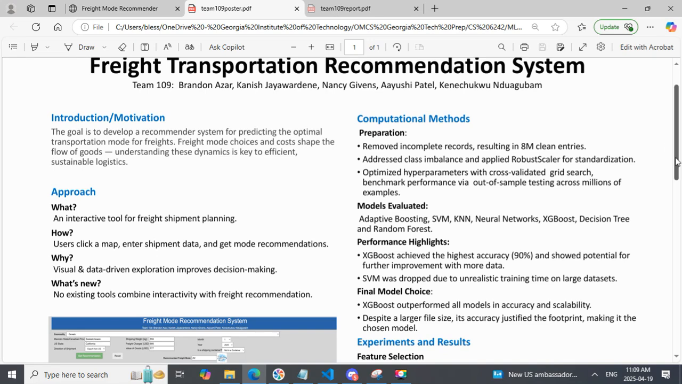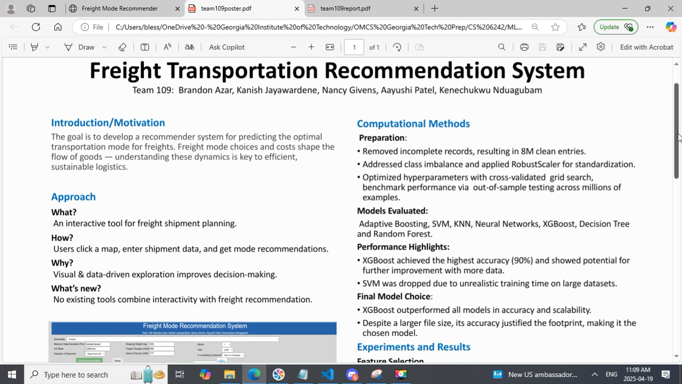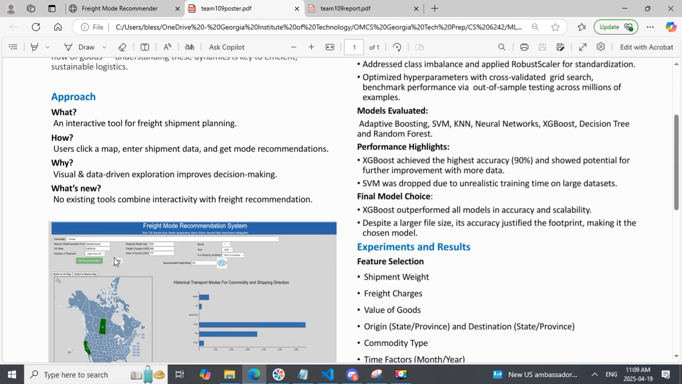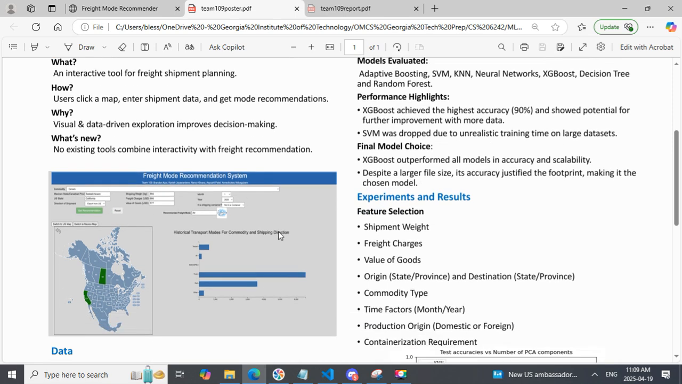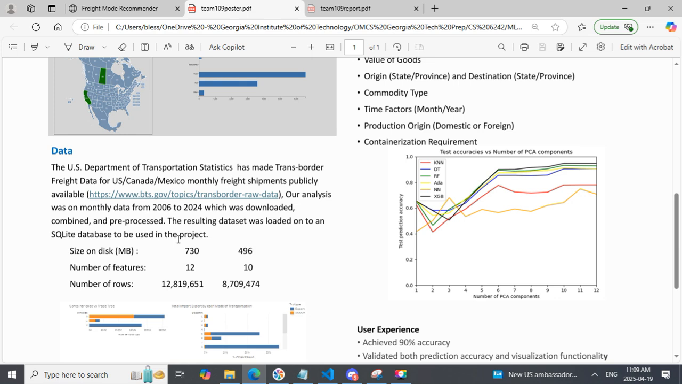Presenting briefly on my team's project, which is titled Freight Transportation Recommendation System. The objective here is to provide non-experts and experts alike an easy way to plan their logistics efficiently. And just by entering the shipment data and clicking on an interactive tool, they get an optimal mode of transportation.